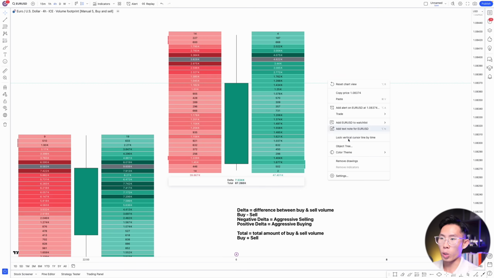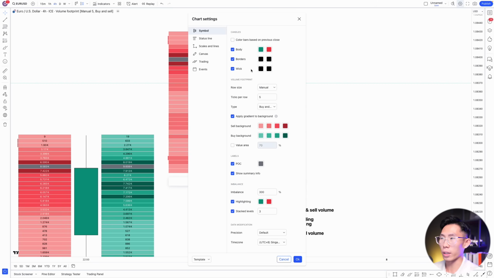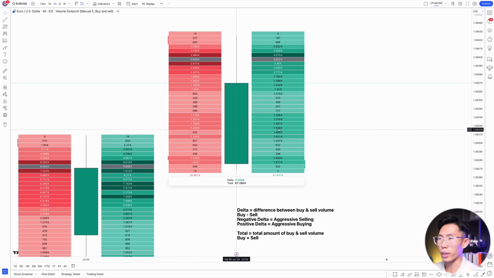First of all, maybe you want to copy my settings. So let me just show you my settings. You can pause the video right now and copy these settings that I have. And basically, the darker the gradient of the footprint rectangle, the more volume there is, the more orders there are, right?